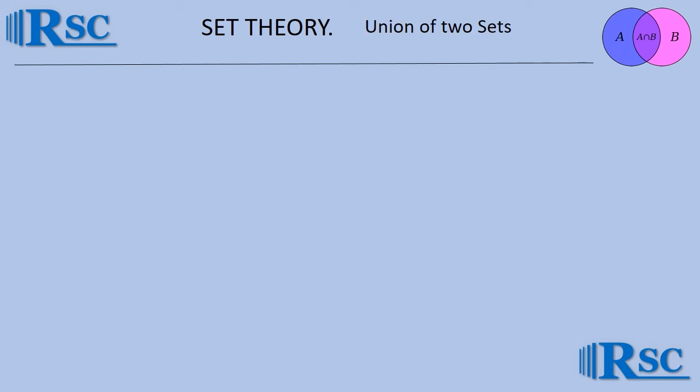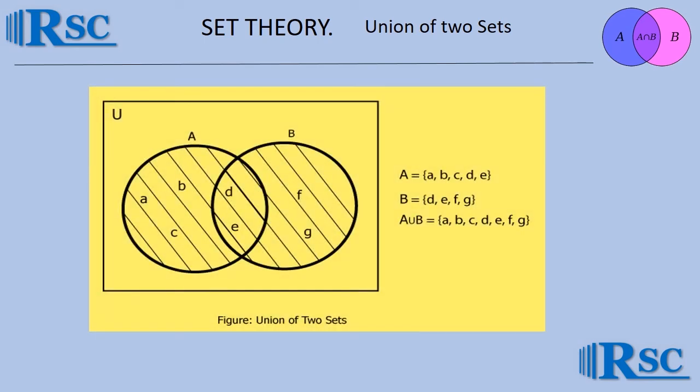Now before we continue looking at Venn diagrams, it is necessary to become familiar with two basic operations on sets. The first of which is the union between sets. So we may combine two sets to form another set, called the union of the sets.